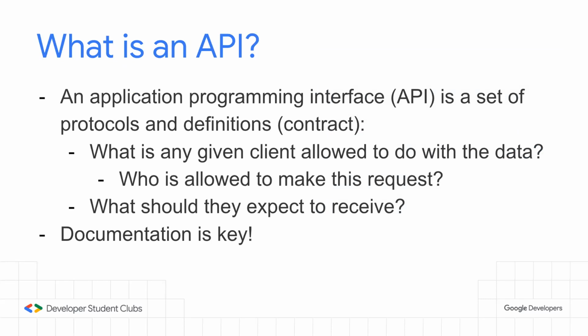So an API, formal definition here, is a set of protocols and definitions, or a contract per se, that specifies what any given client, whether that be someone who is authenticated, someone who's not authenticated, websites, it could be any type of person. You can specify in your API which types of clients are allowed to access certain routes. What are those clients allowed to do with the data, and who's allowed to actually make those requests? And then once they make requests for information, what should they expect to get back? If you send in any given parameters, you should basically always expect to get exactly the same thing back.